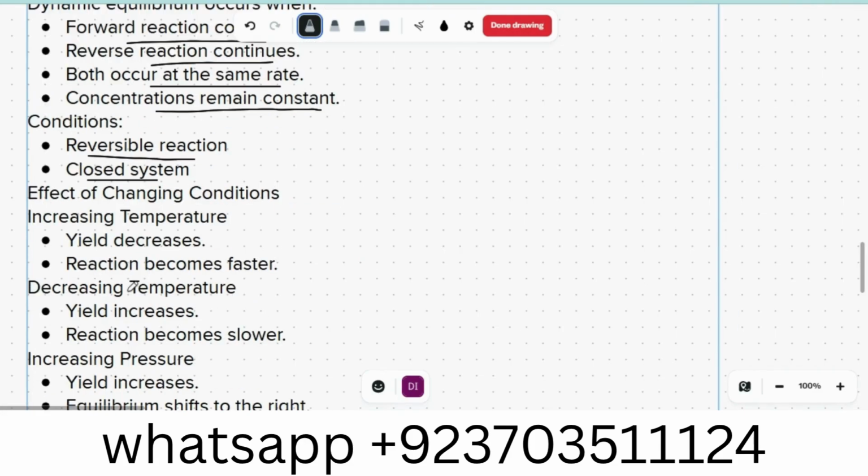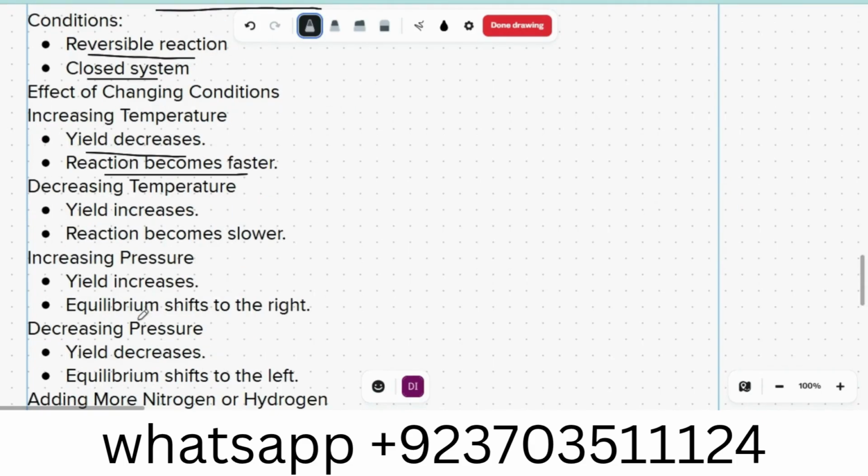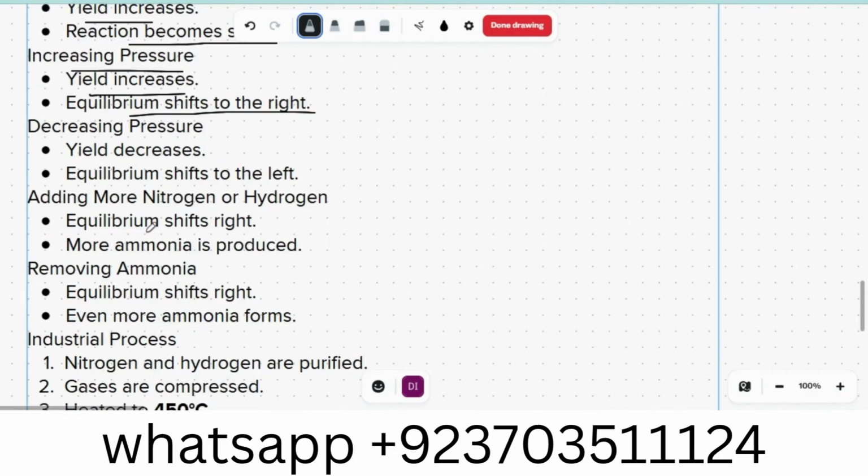Effect of changing conditions. Increasing temperature: what will happen when we increase the temperature? Yield will decrease, but the reaction becomes faster. Decreasing temperature, as we just talked about above, yield increases, but the reaction becomes slower. Increasing pressure, yield increases, equilibrium shifts to the right. Decreasing pressure, yield decreases, equilibrium shifts to the left. Adding more nitrogen and hydrogen, equilibrium shifts to the right and more ammonia will be produced. Removing ammonia, equilibrium also shifts to the right and more ammonia will form.